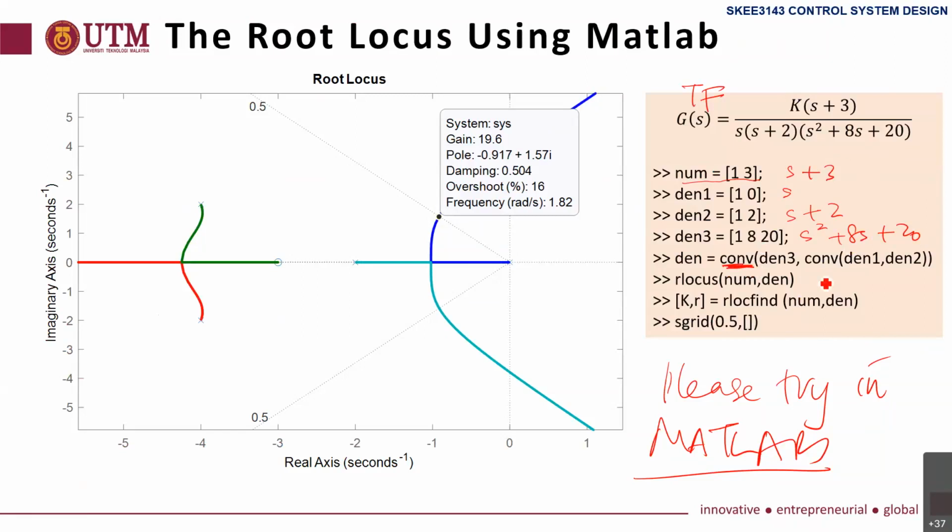Convolution only takes 2 variables inside, so that's why I use it 2 times. Convolution of denominator 1 and 2, and then I convolve again with another one. Okay, so this is to define the numerator and denominator. Then we use rlocus of numerator, denominator. When we run this command, you will get this root locus.